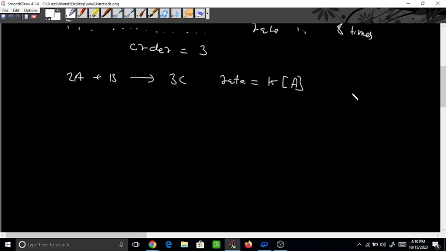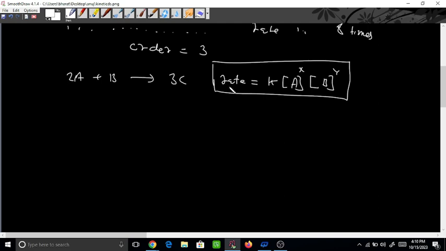But since I have told that this is experimental quantity, that's why we don't write here directly 2. We need to determine the value of this. So that value of 2 is not correct, so I am taking it as x and I am taking it as y. If we get x and y, then we can get the order by adding x plus y. So from this equation we can know. Is this okay?